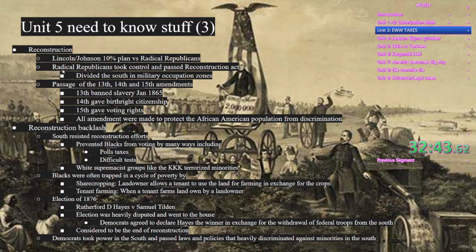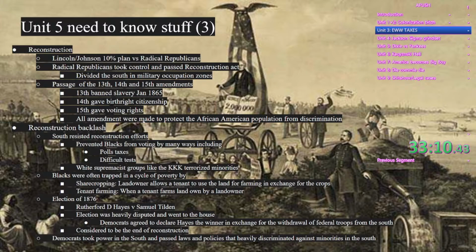The radical Republicans took control of Reconstruction, and they passed the Reconstruction Act that divided the South into military occupation zones. The radical Republicans also got the 13th, 14th, and 15th amendments passed. The 13th banned slavery, the 14th gave birthright citizenship, and the 15th gave voting rights. These amendments were designed to protect the rights of the African American population from discrimination.